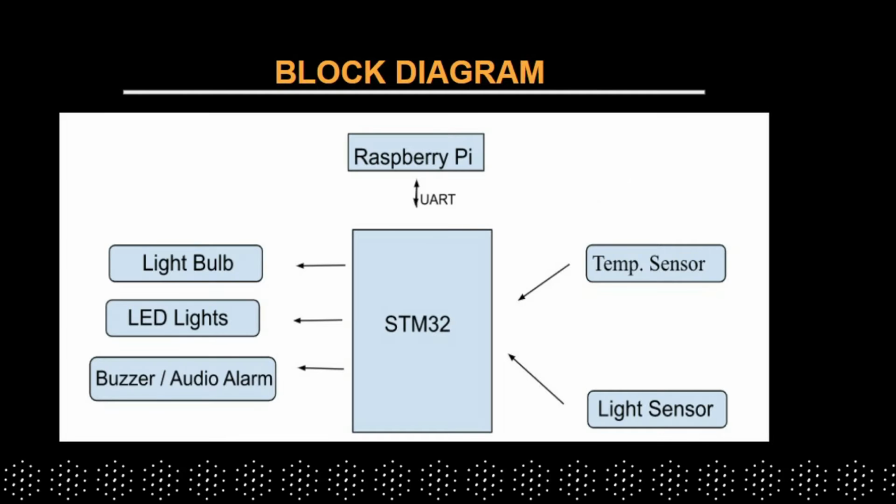Here we have the block diagram. To the right, we have the input from the temperature and light sensors, which are connected to the STM32 board. Next, to the left, we have the output going to the bulb, LEDs, and alarm. We also have communication with the Raspberry Pi to log the data we collect.